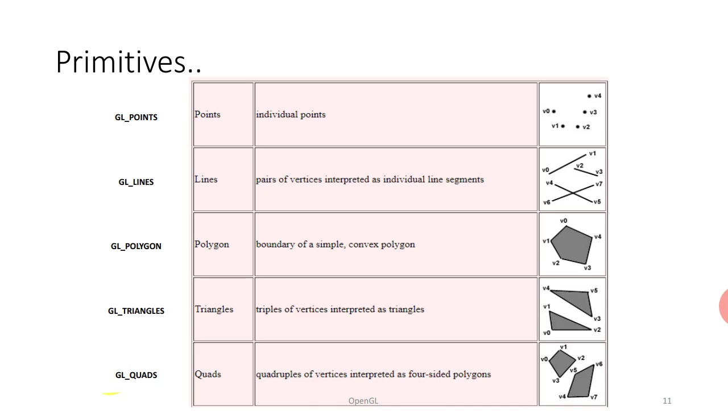Next primitive is GL_QUADS. It allows you to draw quads, that is the shapes which have 4 vertices and 4 sides. So you can draw quadruples of vertices interpreted as 4-sided polygons as shown in the figure. So V0, V1, V2, V3 is one quad.